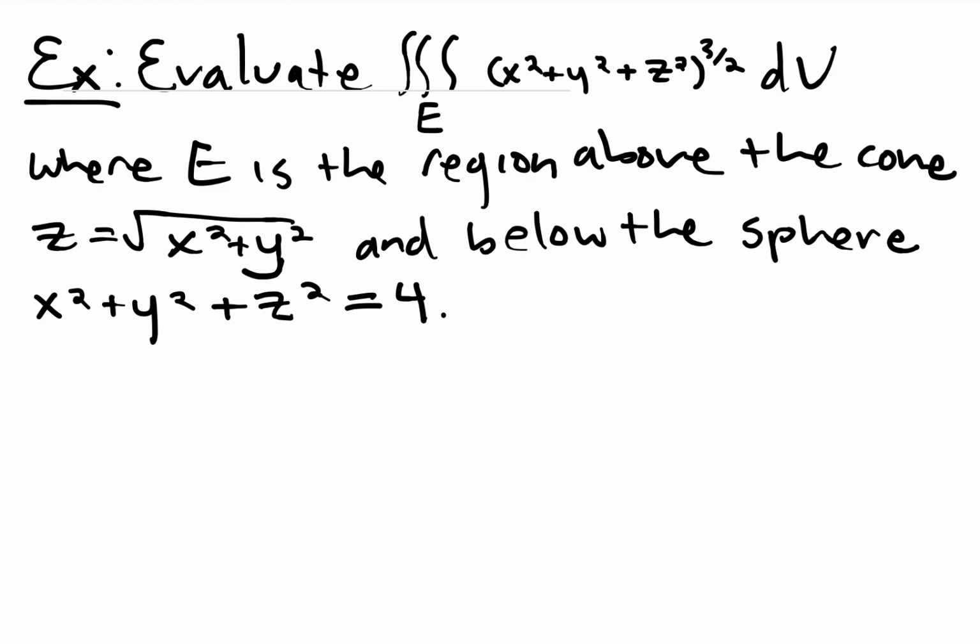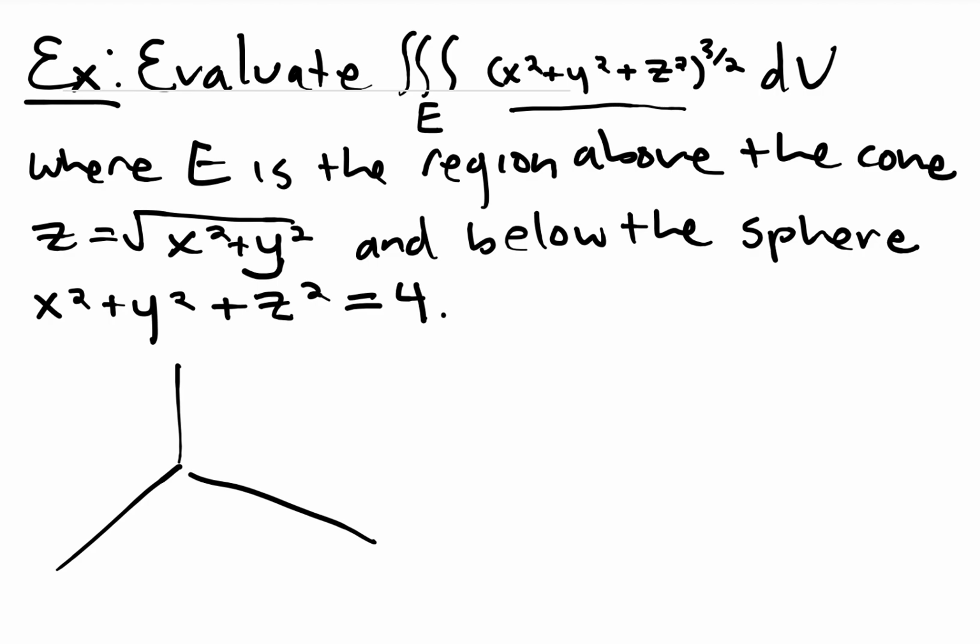For example, we'll try this guy, where I actually do have a function that I have to screw around with. Let's evaluate this, where we've got the region above the cone, z equals root x squared plus y squared, and below this sphere that I give you guys. Now, 3 things to fix. One of the first things I want to fix is my bounds. That means getting a feel for my region. I say that we're above a cone.